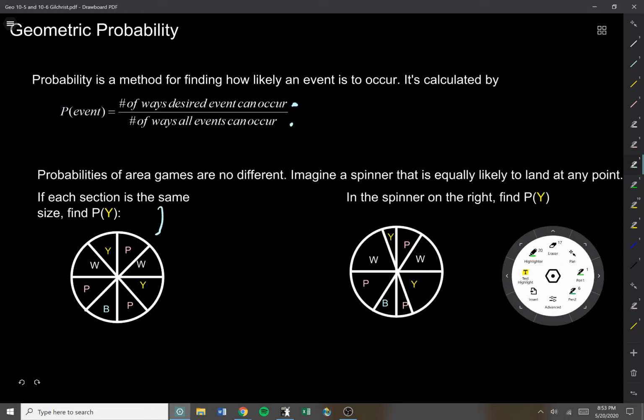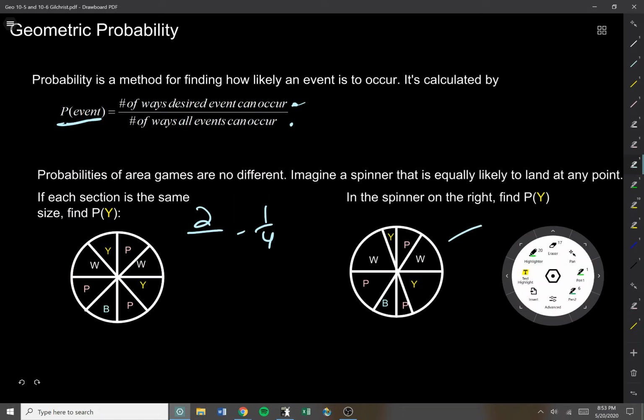If each section is the same size, find the probability that we land in a section that's yellow. Okay, that P of Y means probability of yellow. This is the probability of some event. So find the probability that we land in a Y space. Well, if each section is the same size, there are 2 Ys. That's the number of ways the desired event can occur. And there's 3, 4, 5, 6, 7, 8 spaces total. So the probability of landing in a yellow, a Y section, is 2 in 8.